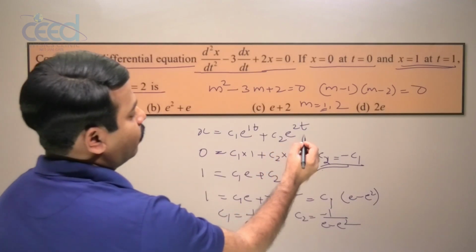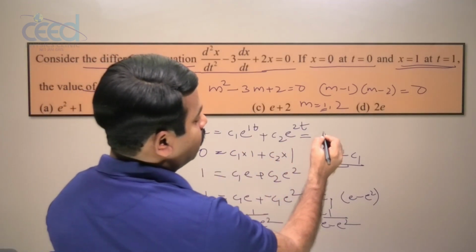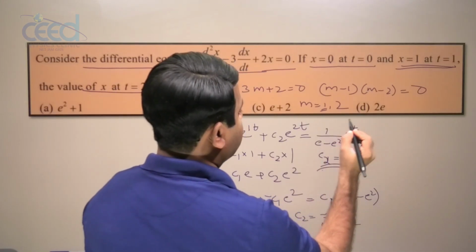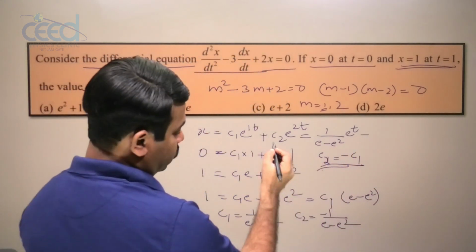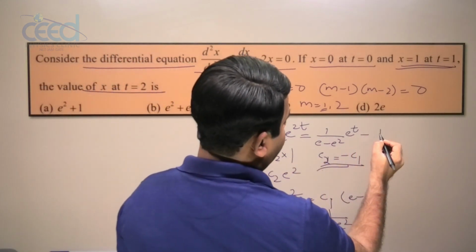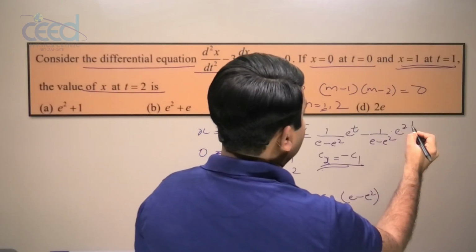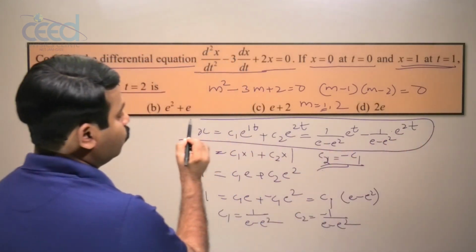Now we can substitute those values here. What is c1? c1 is 1 by (e minus e square) into e raised to t, plus, right, c2 is minus 1 by (e minus e square) into e raised to 2t. So this is the final x solution.